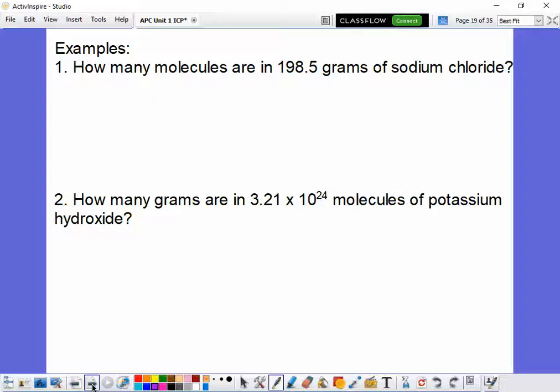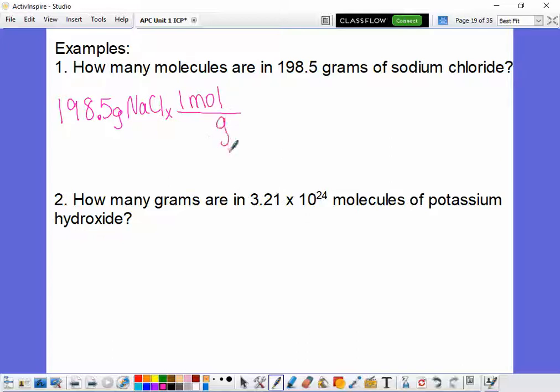So how many molecules are in 198.5 grams of sodium chloride? Okay. So what are we going to start with? 198.5 grams. What's sodium chloride's formula? NaCl. What are we going to convert that to first? Moles. When in doubt, go to moles, and that's always kind of what you should be aiming for, because once you're at moles, you can get pretty much anywhere.